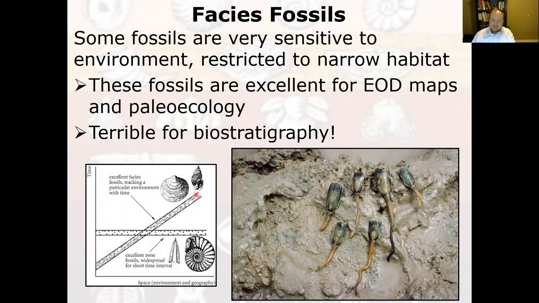So facies fossils kind of track a facies as it moves through time. What we want for biostratigraphy is index fossils that have a very widespread zone. So they are independent of the environment. They show up in shallow, they show up in deep, they show up in all the environments. And they only exist for a relatively short time period because, again, we want to bracket these things as close as we can, as fine a resolution as we can.